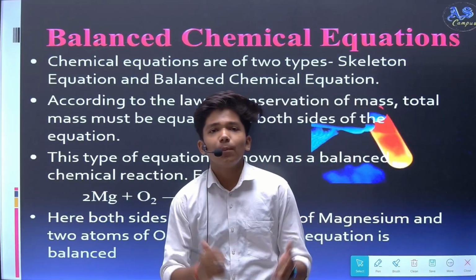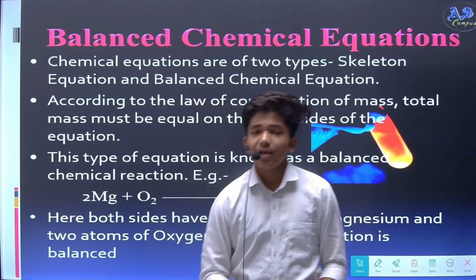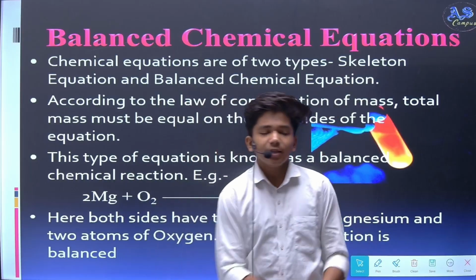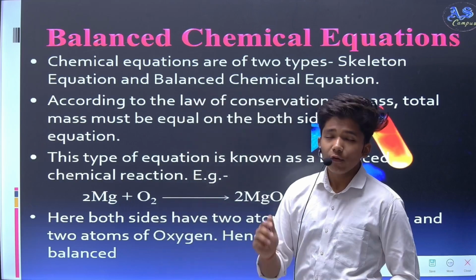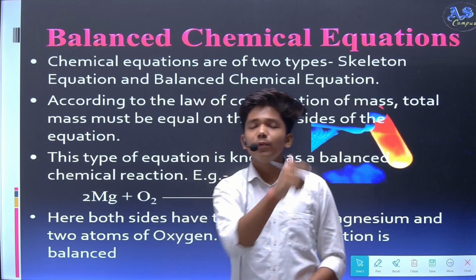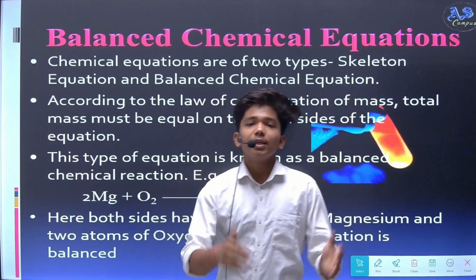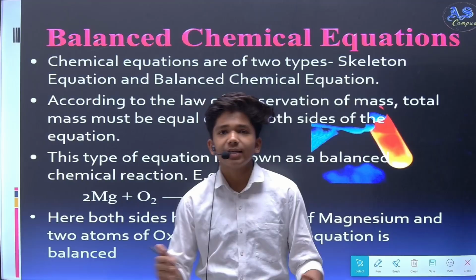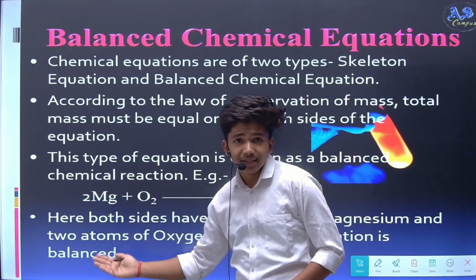So let's talk about balanced and unbalanced chemical equations. What do you mean by a balanced chemical equation? A chemical equation in which the stoichiometric coefficients, what do you mean by stoichiometric coefficients? Stoichiometric coefficients are the numbers we use in front of the formulas to balance the chemical equation, in which the law of conservation of mass is totally satisfied, is known as a balanced chemical equation.